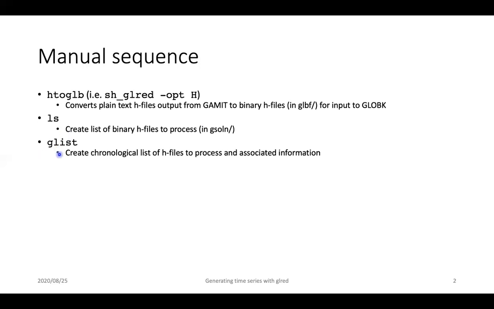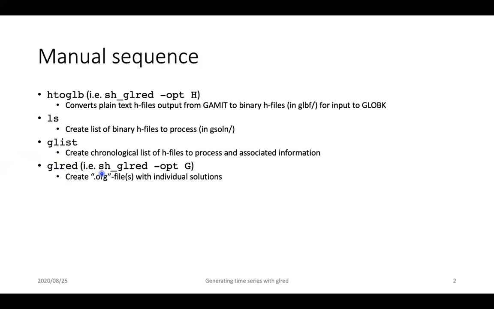It's very useful to run GList before you actually run GlobK or SHGLRED to do a preliminary analysis, a very quick summary of the H files that you plan to process. And it will output some associated information that can show you if you are about to run into problems. For example, if the a priori files that you wish to use in GlobK have inconsistent information with the information that's in the H files. GList can do this very quickly, and it means that you don't waste time running GlobK. So it's always very useful to run GList and just get an idea of any summary information and any potential errors that you might run into.